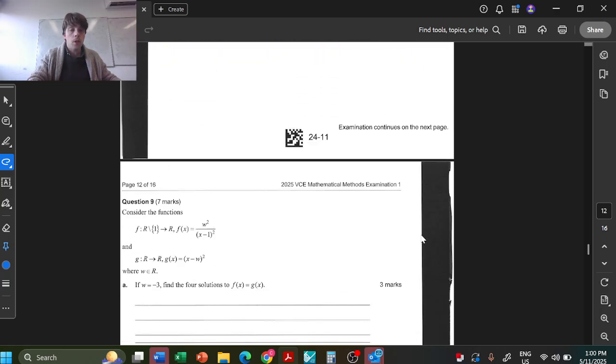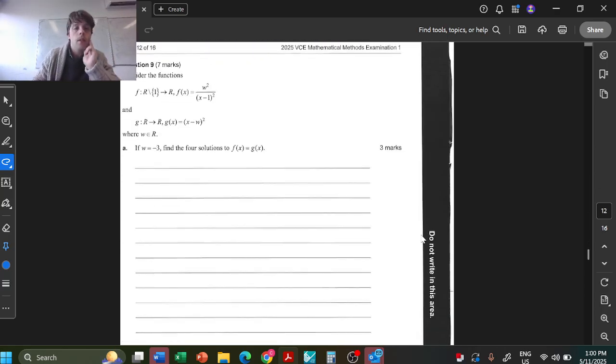Awesome. All right, last question. Now this last question is a bit of a doozy, so let's see how we go with it. So we need to find the solutions. So find 4 solutions given that w equals -3. And we're looking at these two functions here. So we're looking at this truncus and this quadratic.